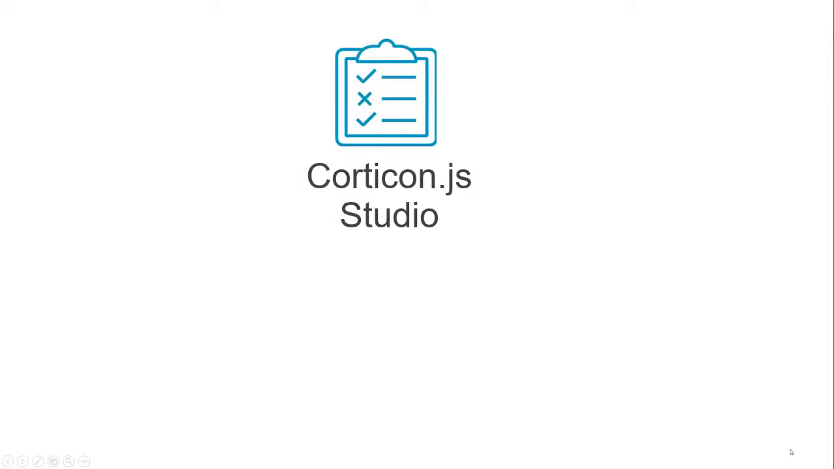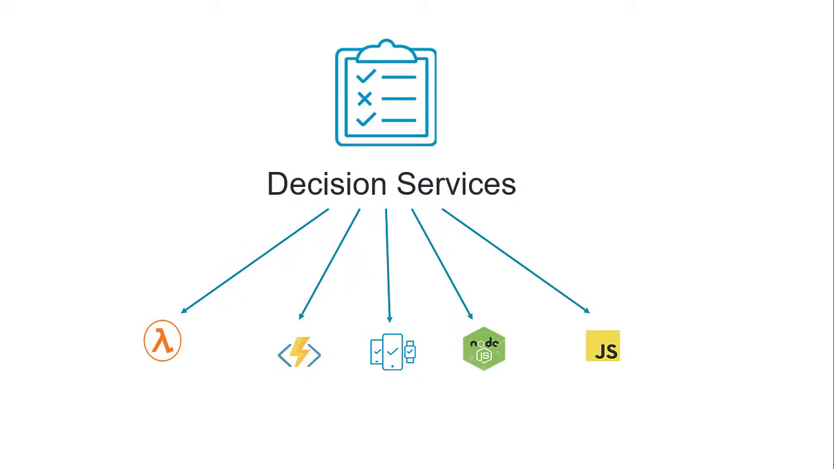With Corticon.js Studio, rule modelers can develop, test, and package a single set of business rules as decision services and share those decision services with JavaScript developers who can then run those rules anywhere that JavaScript runs.